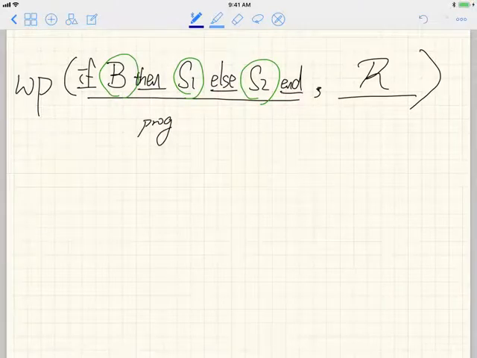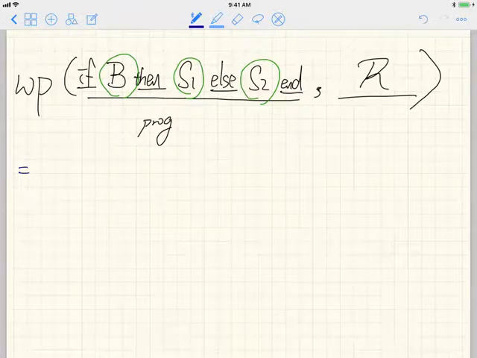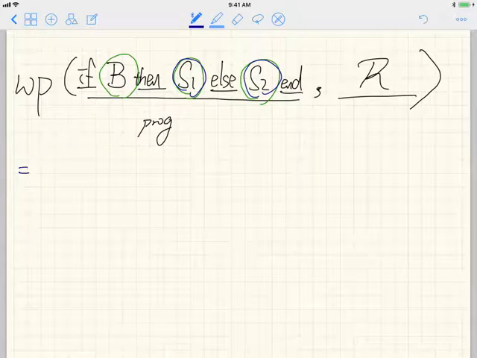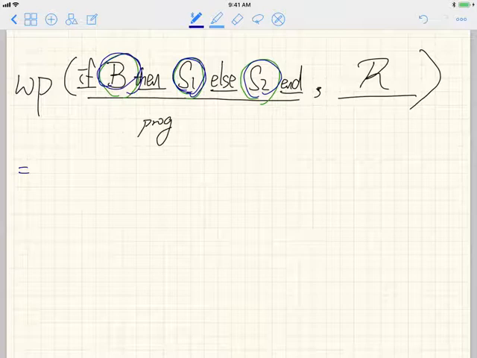Now, we can say that it's going to be equal to something, okay? I'll give you a little bit of hints, and then I will ask you what should be the connection between them. So now I know that I can either end up doing S1 or S2, but not both, either one, right? Because if this is true, I will only do S1, but not S2. If this is false, I'll only do S2, but not S1. One or the other, but not both.